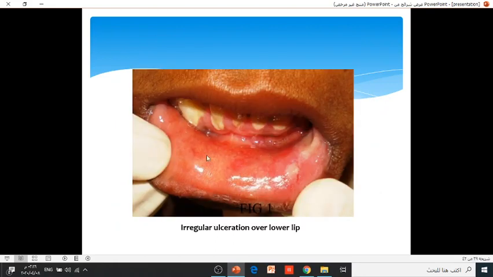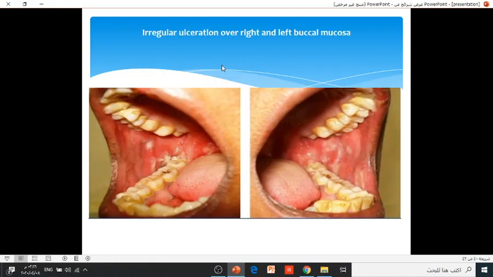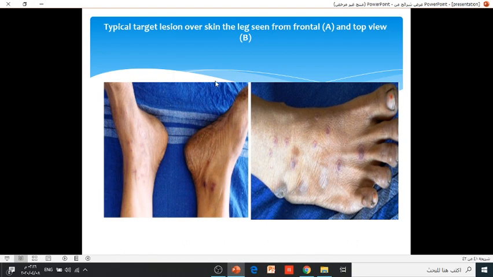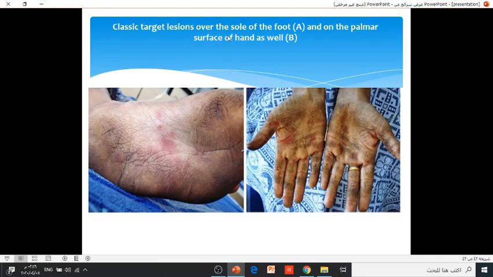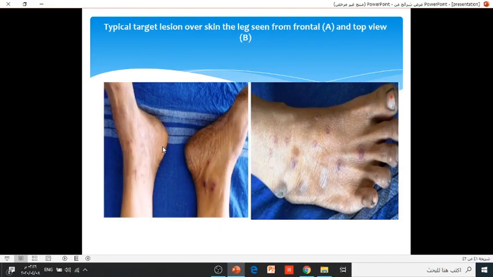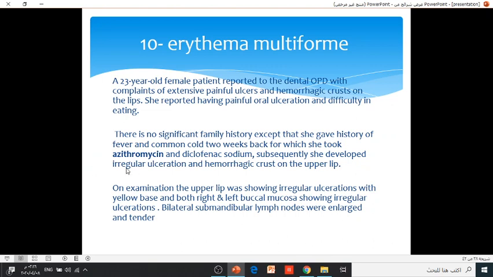Then she presented to the clinic with these signs and symptoms: irregular ulceration over the lower lip, irregular ulceration over the right and left buccal mucosa, and a typical target lesion over the skin of the leg. You know this target lesion. The diagnosis is erythema multiforme. This is a classic target lesion over the sole of the foot and on the palmar surface of the hand as well. So you have to know that some medications could induce erythema multiforme, could be the cause, and could have it as a side effect.